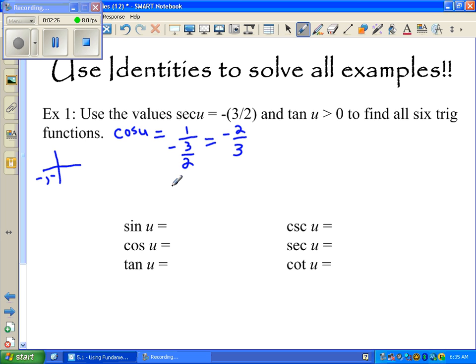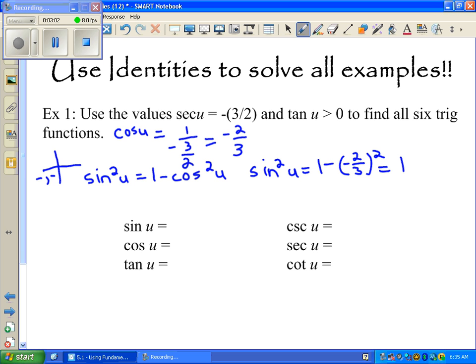The next thing that I'm going to go ahead and find is my sine, and so I'm going to use a Pythagorean identity to find this. I'm going to use the fact that sine squared u is equal to 1 minus cosine squared u. That gives me sine squared u is equal to 1 minus (-2/3) squared. That gives me 1 minus 4 over 9. And finally, that leaves me with 5 over 9.